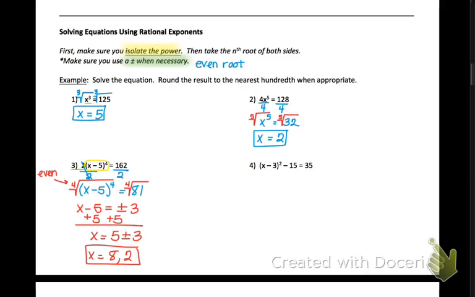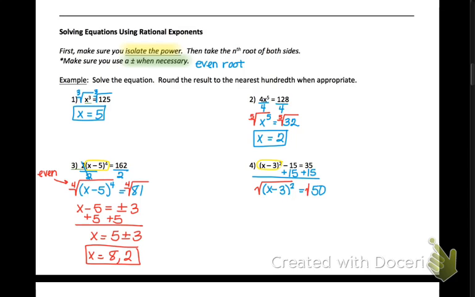Okay, and then the last one, I'm losing my voice here. Again, the term that we're going to work on getting by itself is going to be this quantity x minus 3 to the second power. So the first thing we need to do is get rid of this negative 15. And the way that we're going to do that is by adding 15 to both sides. And so we get x minus 3 quantity squared equals 50. And now we're ready to square root both sides.